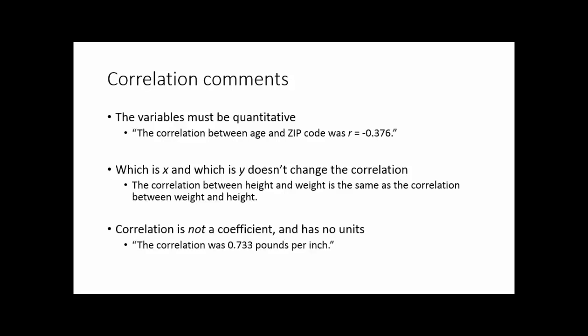Okay. And then finally, just some terminology. Correlation is not a coefficient, and it has no units. You should not say something like, oh, the correlation of 0.7 was 0.733 pounds per inch. That's ridiculous. Correlation, the way it's computed, has no units. And so you could say, in this case, the correlation is 0.733, full stop. That's all you need to say.